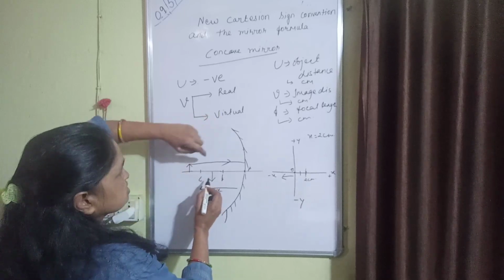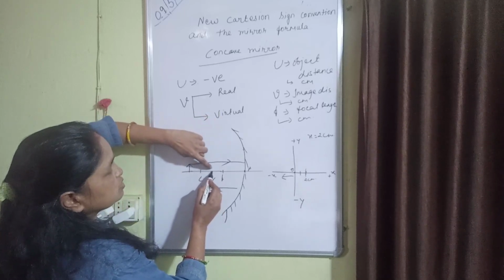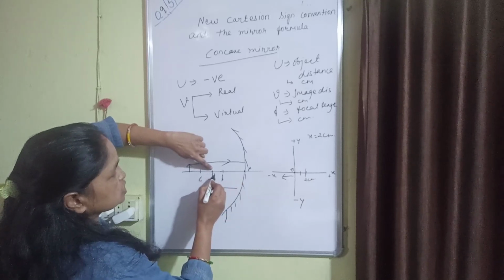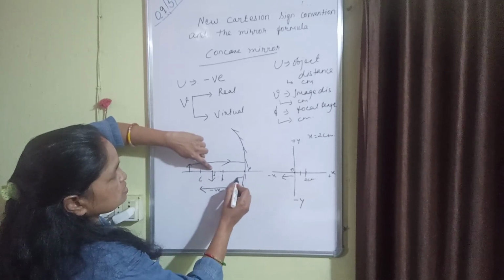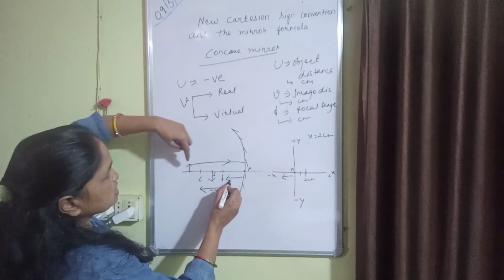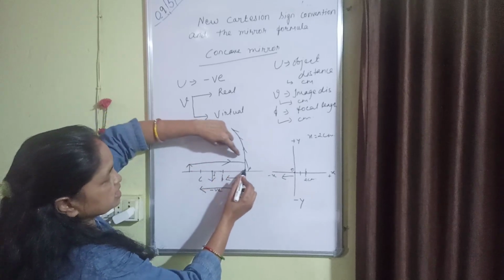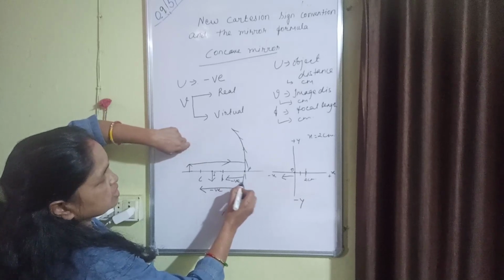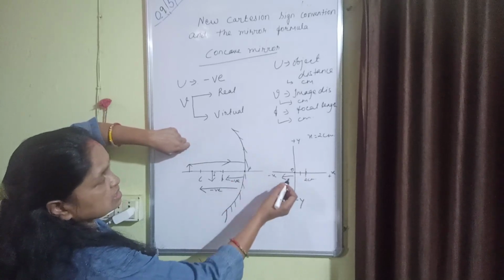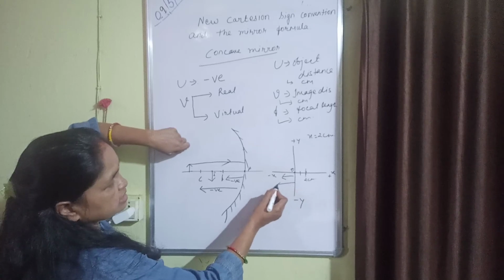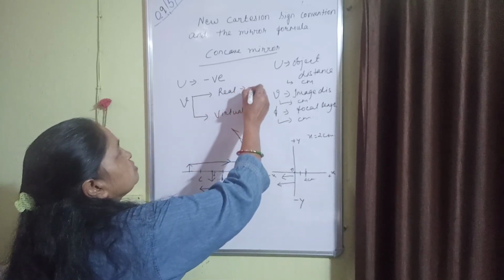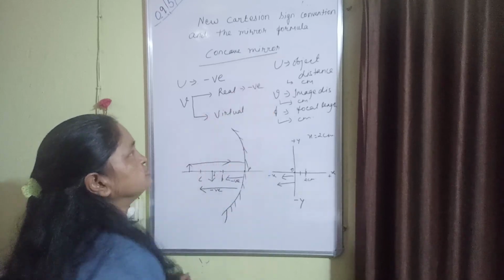Now you see, from where do you start measuring? From the pole to this image. You are coming in this direction, but the incident ray is in the forward direction. We are coming in the backward direction, so it is negative. If you plot this in a graph, it is negative. So for a real image, the sign will be negative.